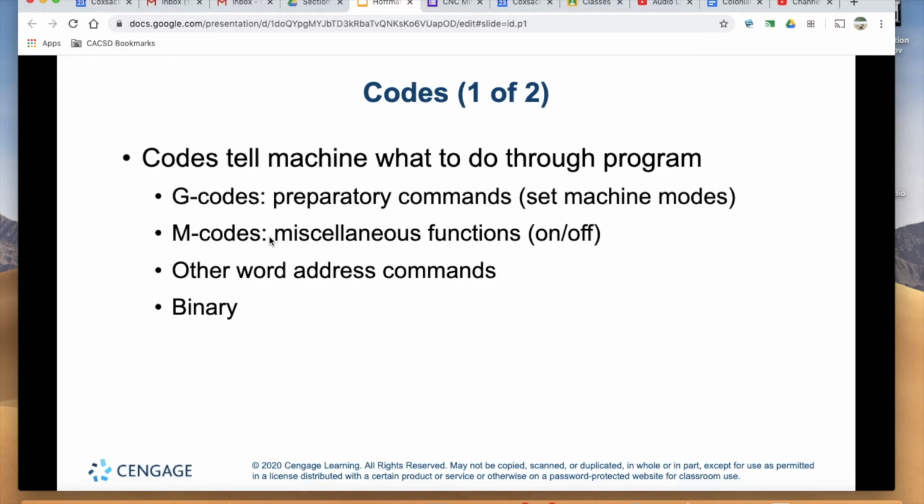And then we're also going to be using other word address commands. So we're going to be using letters to represent words or commands. So F for feed rate, S for spindle speed. We'll take a look at more of that in the next few days.